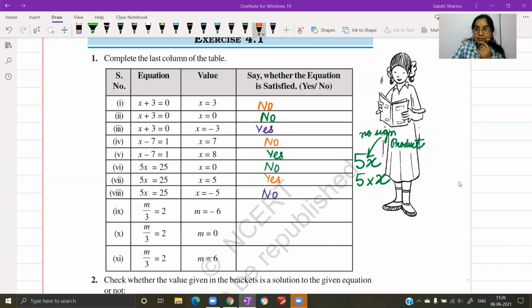Tanvi, yes, ma'am. With a ninth part. The value of m is minus 6. If I write minus 6 here, do the two sides have the same value? Simplify the left hand side, fraction को simplify करो.